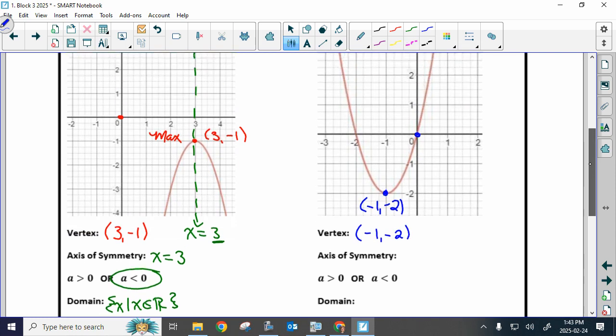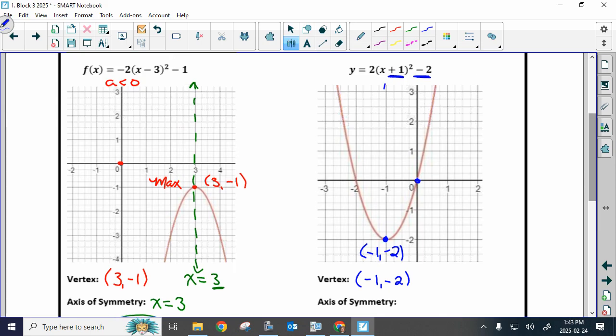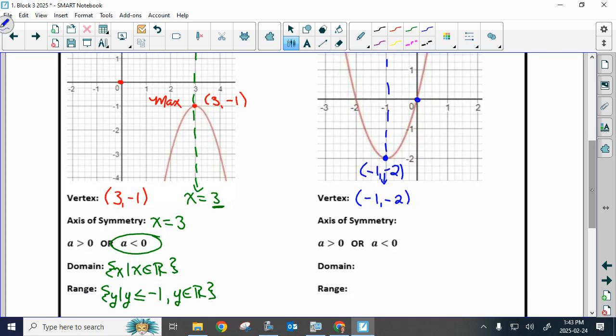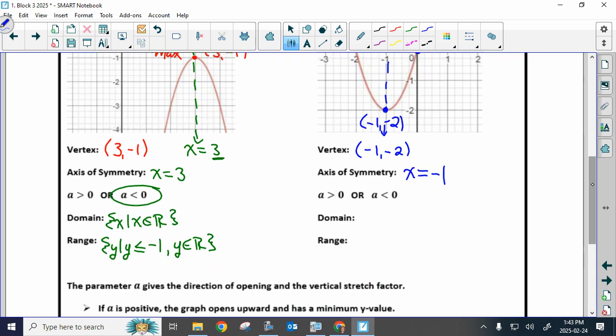Your axis of symmetry is the vertical line that cuts your parabola in half. And we would have x equals negative 1. It's always the x value of your vertex. If you got your vertex, everything else falls into place. x equals negative 1. You can't just say negative 1, because it could have been y equals negative 1. You have to give me that vertical line.